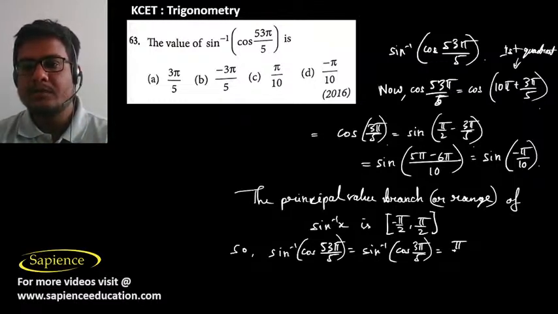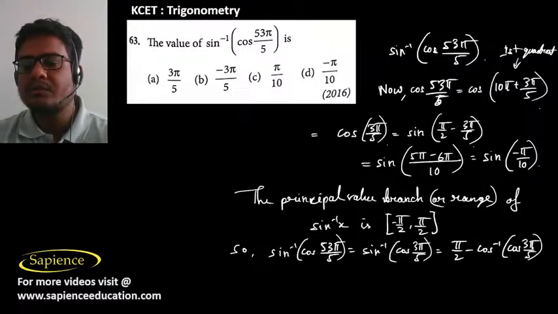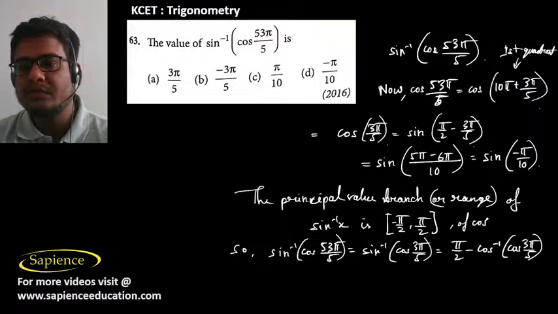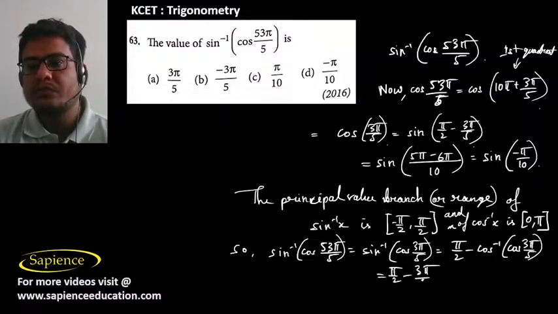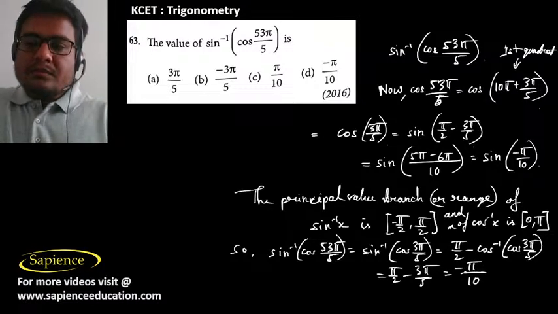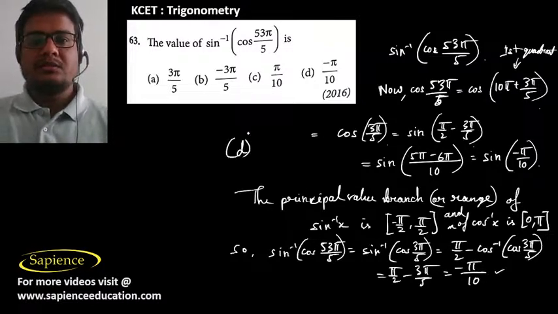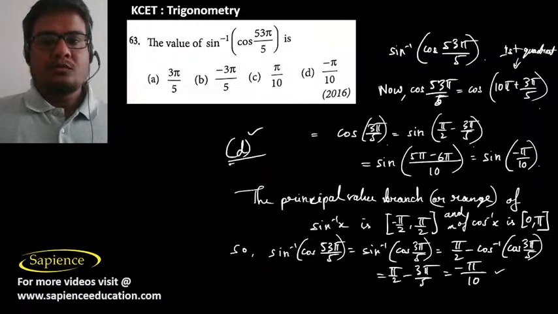So this can also be written as pi by 2 minus cos inverse of cos 3 pi by 5. So 3 pi by 5 is also coming within the principal value branch of cos inverse x, and the principal value branch of cos inverse x, we know, is 0 to pi. So that will be pi by 2 minus 3 pi by 5, which gives minus pi by 10. So option D is the correct answer.